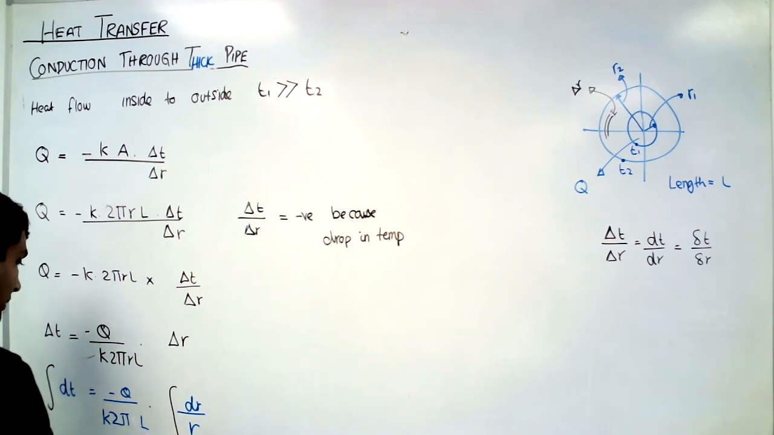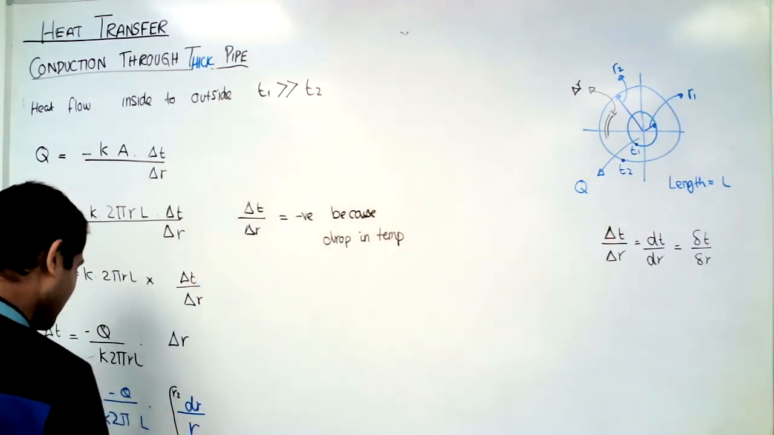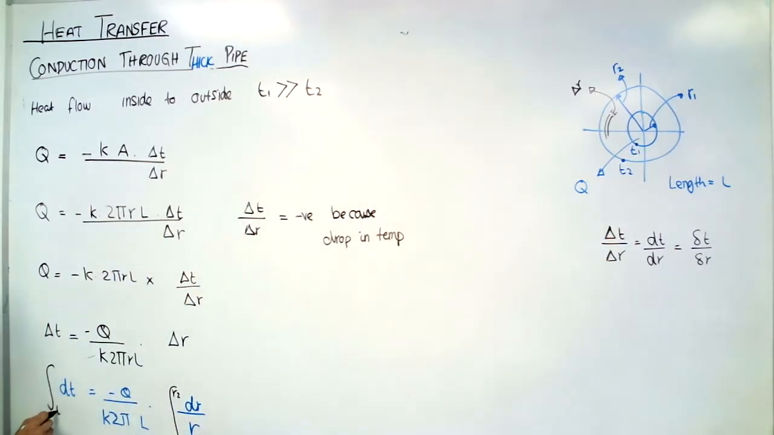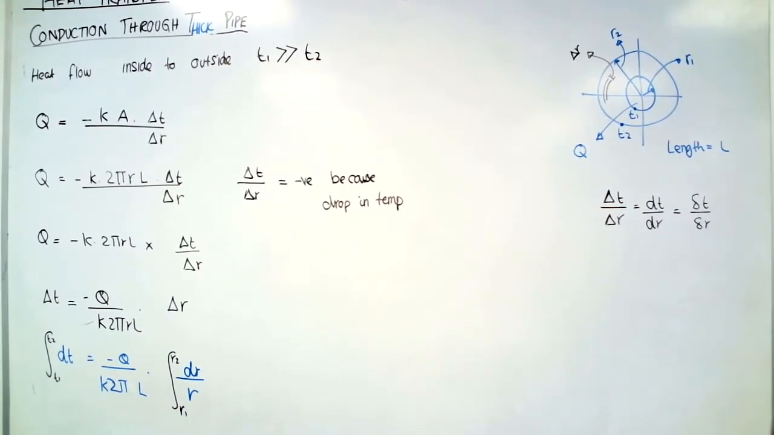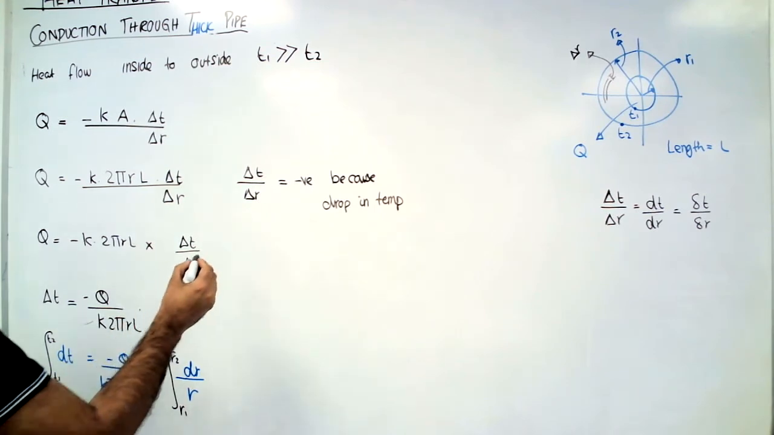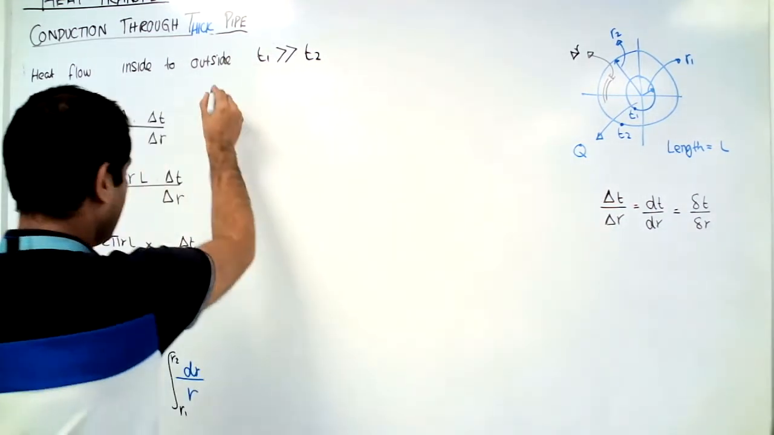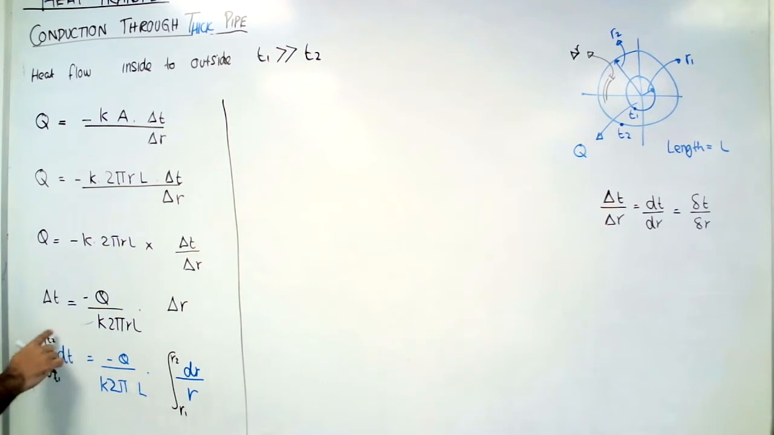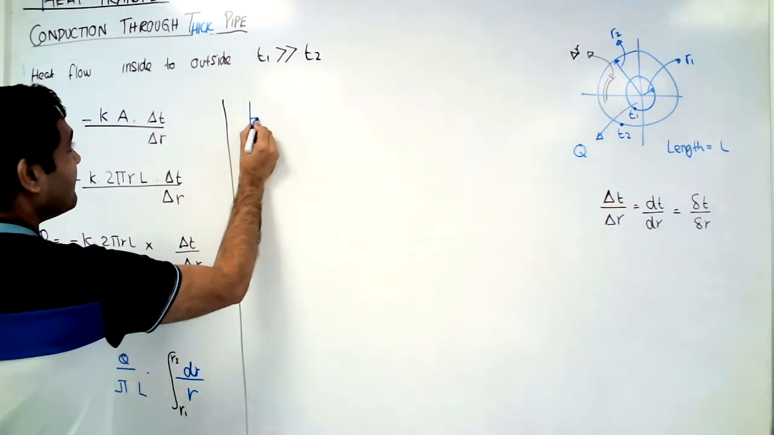Now, the radius starts from R1, which is here, and it goes all the way to R2. That's the limit. Temperature starts from T1 and it goes all the way to T2. So I just put the limits there as well. Now, when you integrate that thing, the answer will be just a T. So you will have just a T as an answer here.